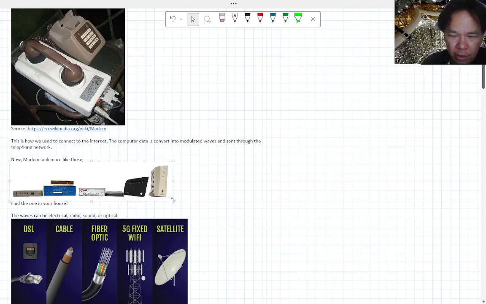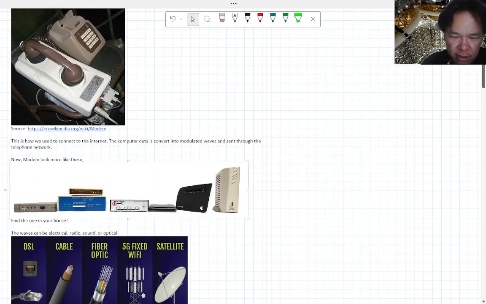Nowadays, modems look like these. It's just kind of boxes. Some of them may even say modem on top, maybe something you get from your internet service provider, or maybe something flat like this with some blinking signals on it, and some cables in the back you have to connect in order to get the data and the power supply.